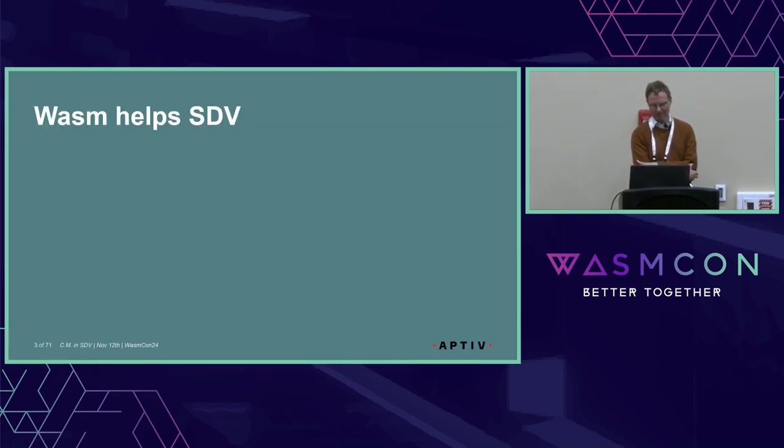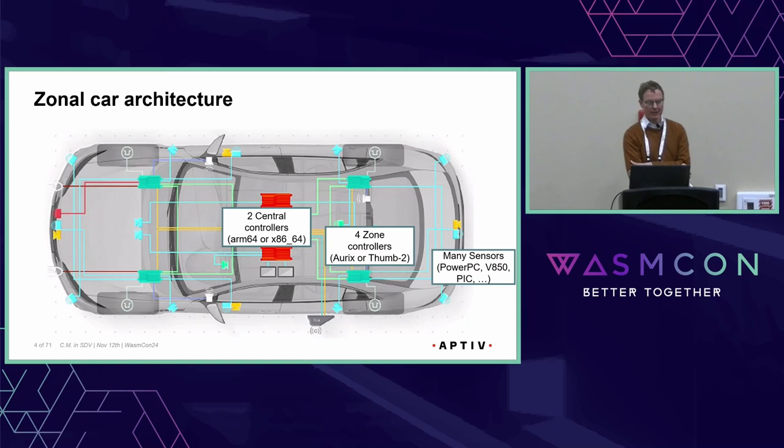So, just a statement at the beginning. WebAssembly helps software-defined vehicles quite a lot. So let's see. This is a typical hardware architecture for software-defined vehicles. This is quite modern because it has two central vehicle computers, the red ones, which are typically PC-like architectures. Then roughly one half to the edge of the car, there are these green ones. These are zone controllers. And these are typically either using a RISC-V microcontroller or an ARM Cortex-M microcontroller. And there are two to four of these.